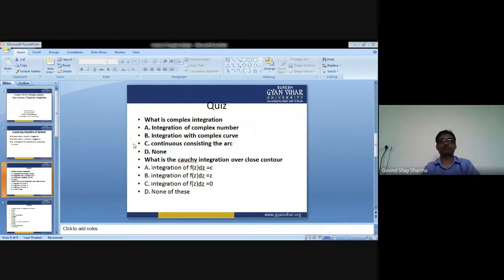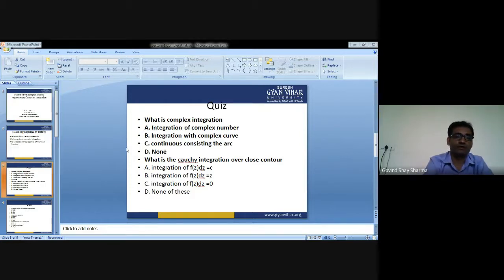What is complex integration? Integration of the complex number? No. Integration of a complex curve. In this question, the curve is given to us, so this is called complex integration. What is the Cauchy integration over a closed contour? The result of the integration of f(z) dz is equal to a constant? No. Integration of f(z) dz is equal to 0. This will be verified in our next lecture.